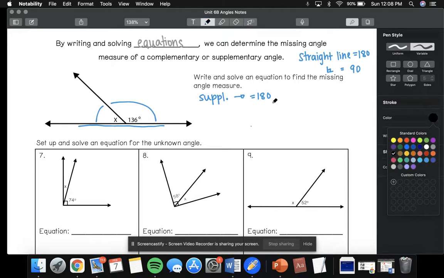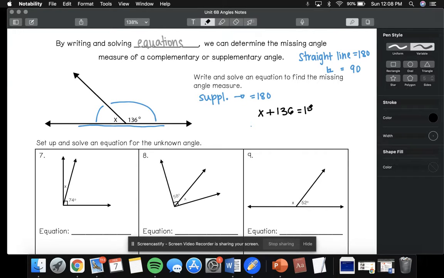So we are going to go ahead and write an equation. This missing angle plus the angle that we know has to be supplementary, so it has to equal 180 degrees. Now we're just going to solve this equation. We need the x by itself, so I'm going to move over the plus 136 by taking it away. And 180 minus 136 would be 44. So because I see a straight line, I know that this missing angle has to be 44 degrees.